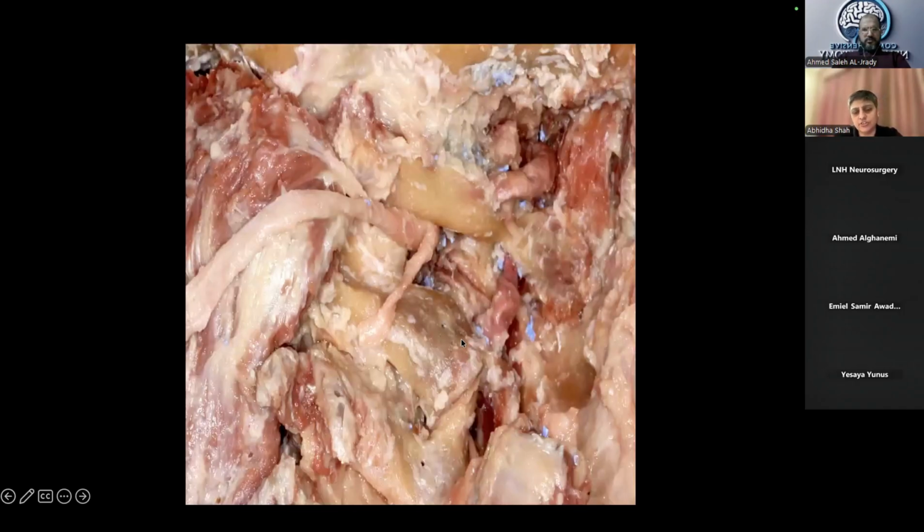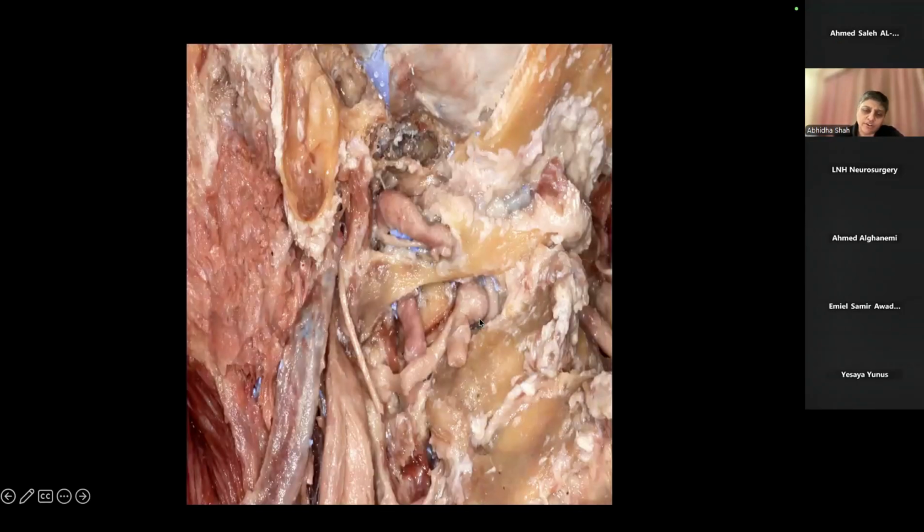Now here you can see on this side the C1-C2 joint very nicely. This is the lateral mass of C1, or the inferior facet of C1, and this is the superior facet of C2. This is the lamina of C2, and this is the pedicle. Here you can see that the C2 ganglion and the nerve root have been reflected medially.